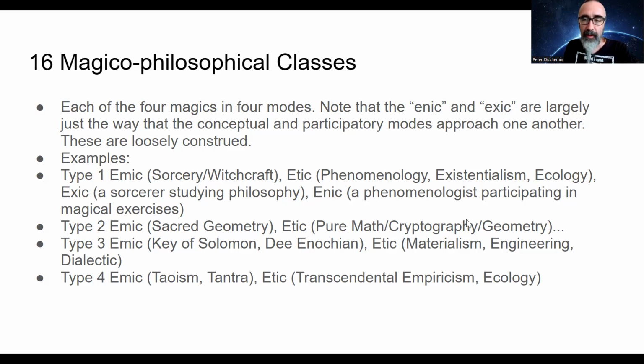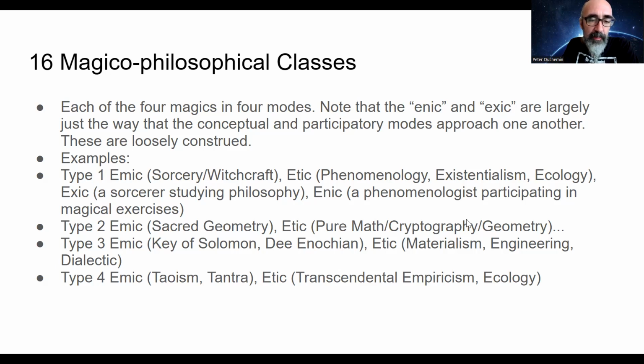Type three, we have the emic approaches, where you're using the code to dominate the world, like the Key of Solomon and the Dee material, and the etic would be materialism, engineering, and dialectic. Both, I would say, the materialist dialectic of Marx and the spiritual dialectic of Hegel.